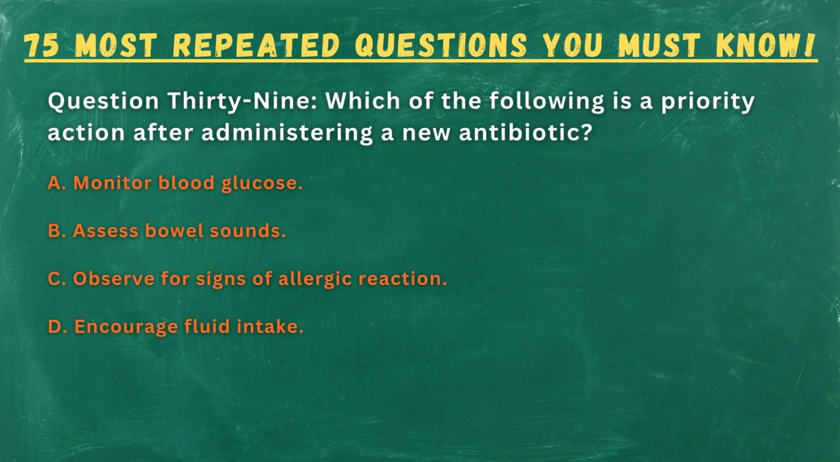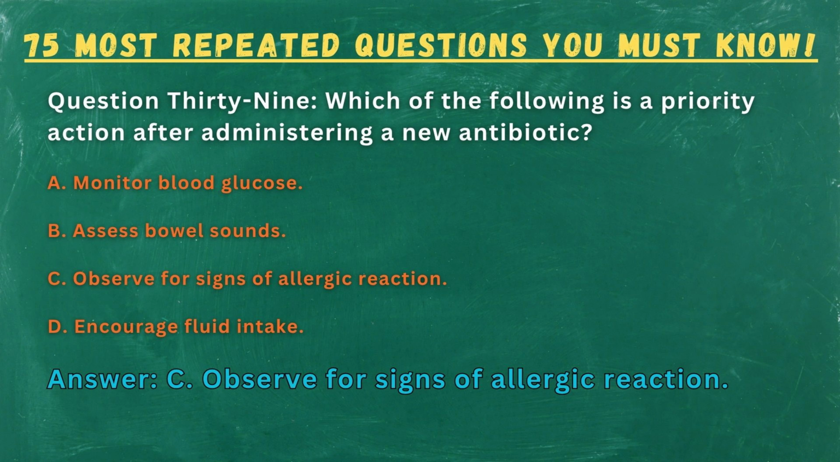Question 39. Which of the following is a priority action after administering a new antibiotic? A. Monitor blood glucose. B. Assess bowel sounds. C. Observe for signs of allergic reaction. D. Encourage fluid intake.